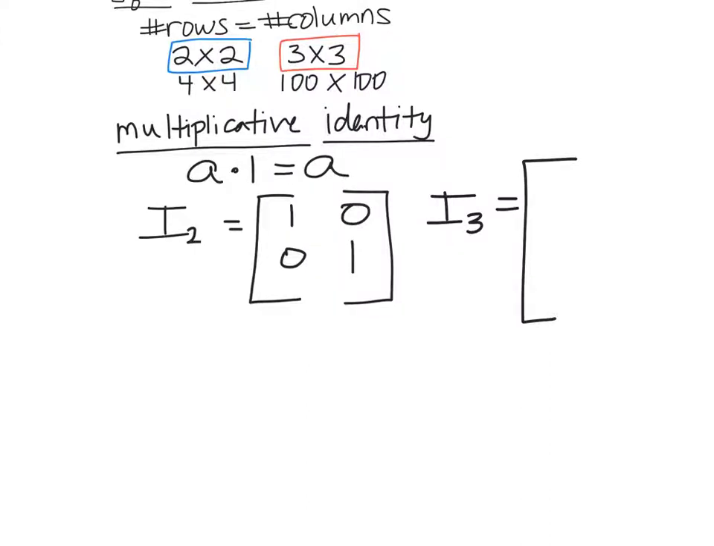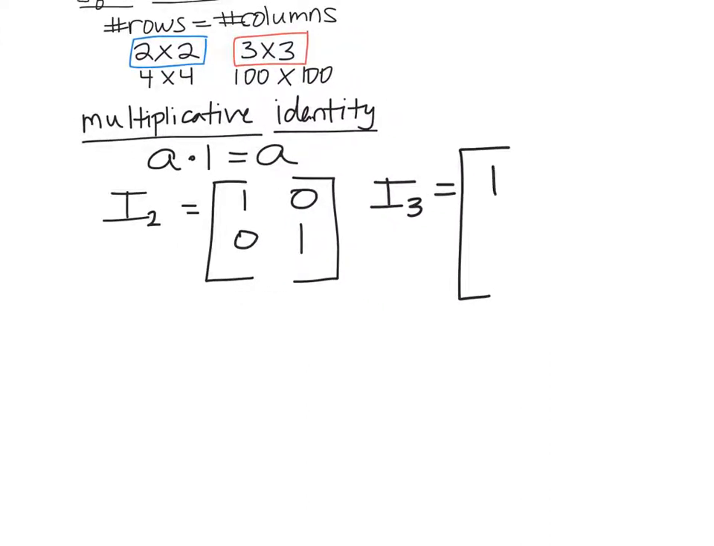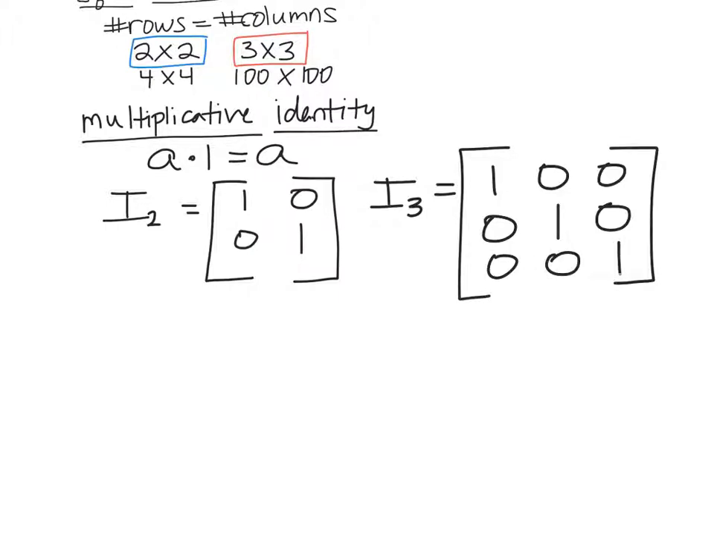looks like for a 3x3. It's 1, 0, 0, 0, 1, 0. What do you think the last row is? 0, 0, 1. Yep. Okay, so if you notice, it's the diagonal going this way, not the other way, only going this way. Everything else is 0.